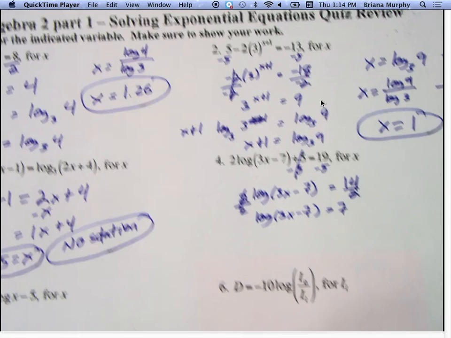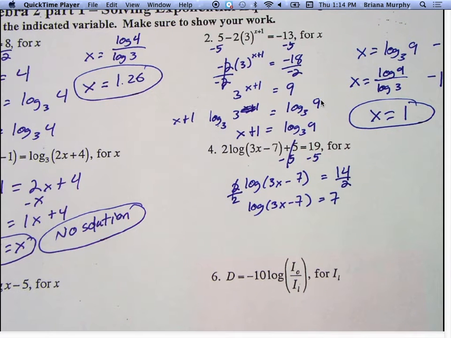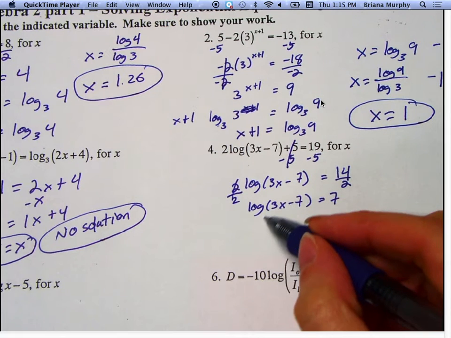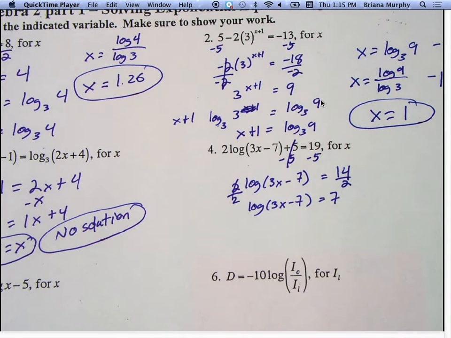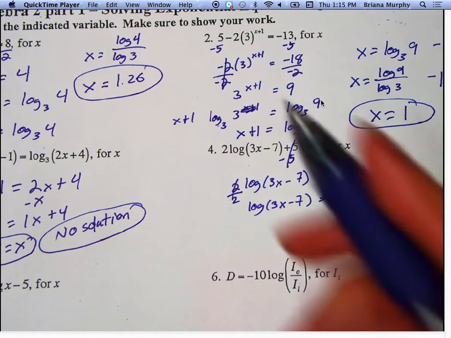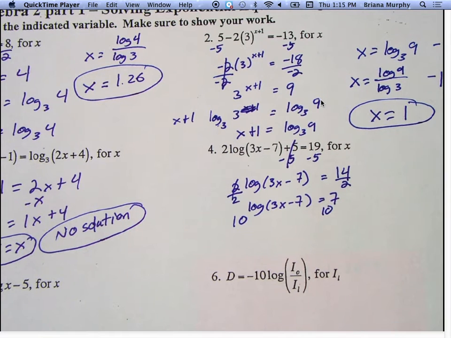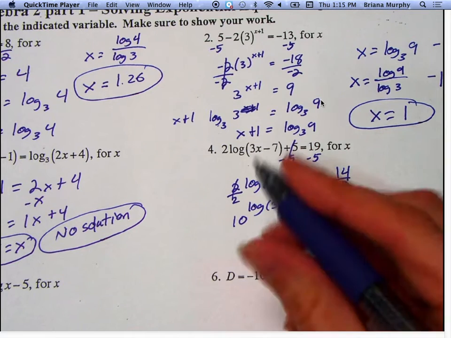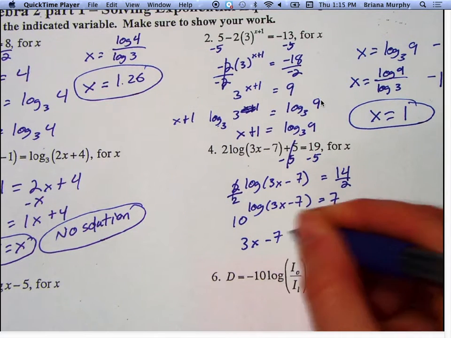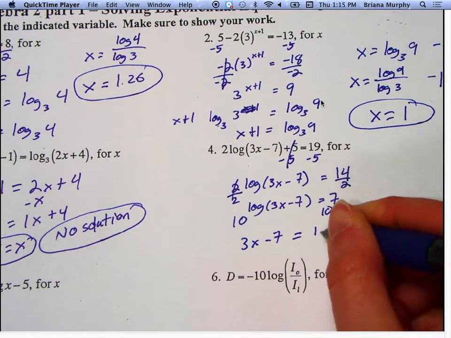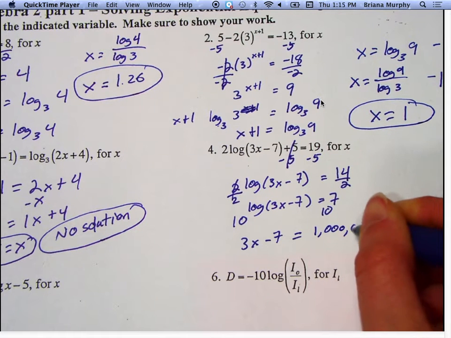So now I have a log. How do I undo logs? If I undo exponentials by taking a log, how do I undo logs? By an exponent, right? Does this log have a base next to it? No. So it must be base 10. So I'm going to take both of these, raise 10 to them, and now they are an exponential. So this means that I'll end up having 3x minus 7 equals 1 million, because 10 to the 7th is 1 million.